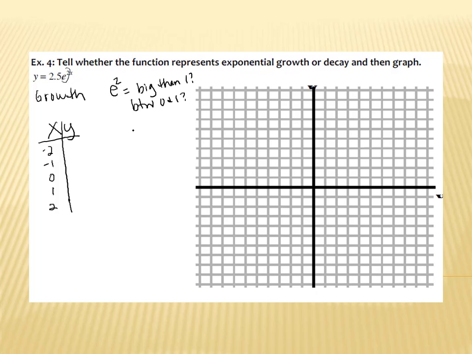So when you go to plug these in, you're going to go 2.5, hit the E button, raise up to the power of 2 times, and then you're going to throw this x in. And so the next one's going to be 2.5, E raised up to the 2 times -1, etc. So I went ahead and did that on my calculator, and I got this.